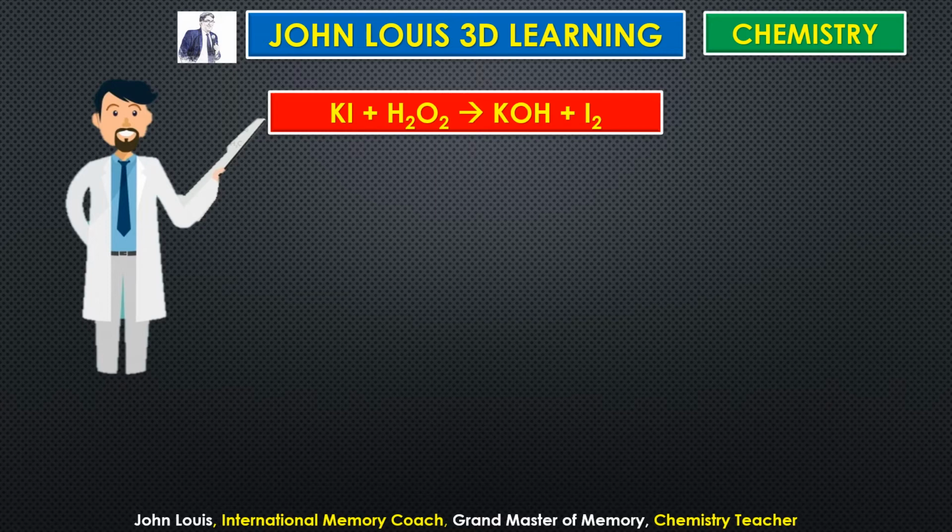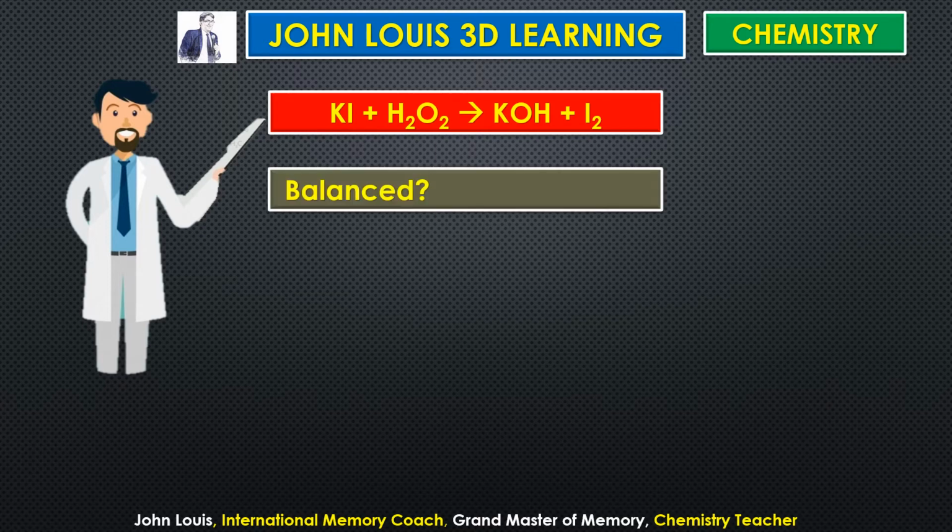By partial equation method. Even though here the equation is given in a single step, it might not have taken place in a single step. Many steps might have been carried out in between. So if you know the various steps involved in getting the product, it is easy to balance the equation partially.